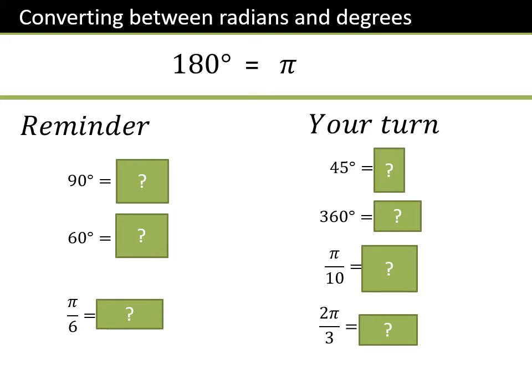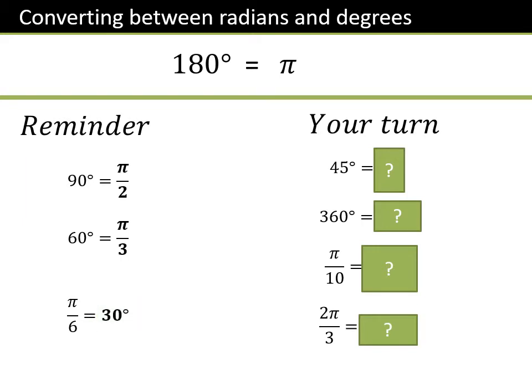So we can measure angles in radians or degrees. The key conversion to remember is 180 degrees is pi radians, and we can use this fact to work out mentally some basic conversions. For example, 90 degrees would be pi over 2 radians, 60 degrees would be pi over 3 radians, and pi over 6 would be 180 divided by 6, which is 30 degrees.